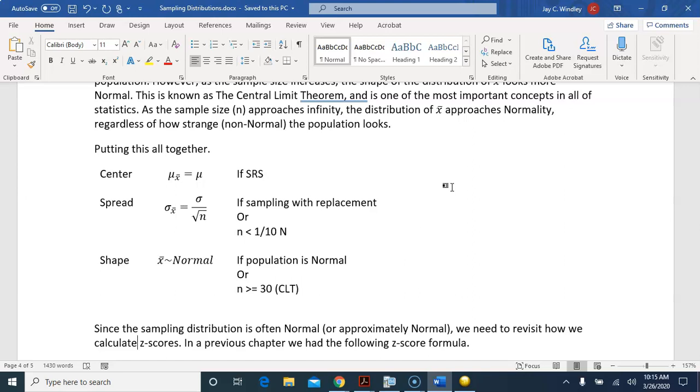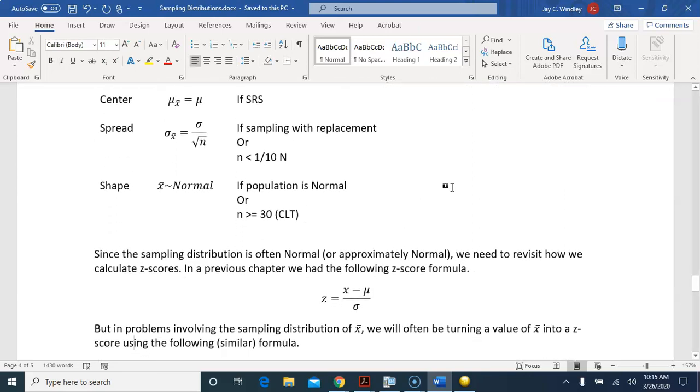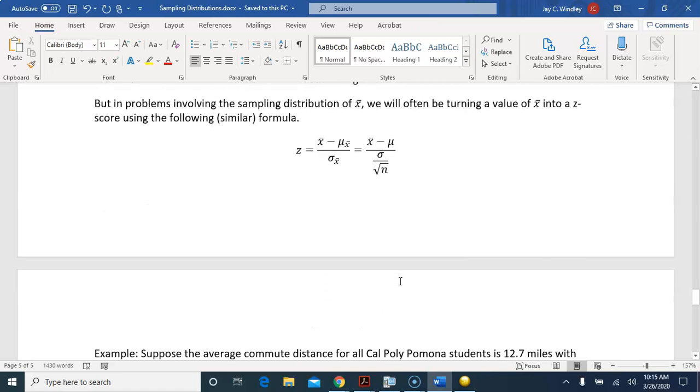Now, a couple other loose ends here. Since the sampling distribution is often normal or approximately normal, let's remember how we calculated z-scores. In the past chapter, we calculated z-scores like this. But in this chapter, since we're going to be turning a value of x bar into a z-score, we need to subtract the mean of the x bars and divide by the standard deviation of the x bars.